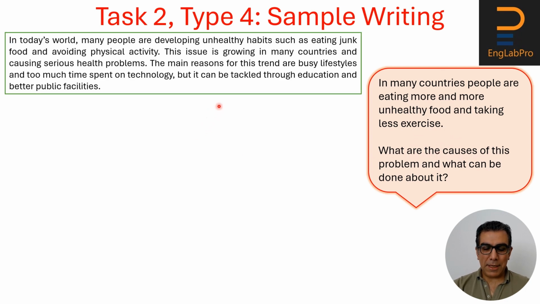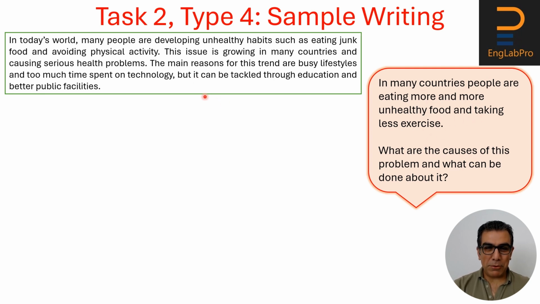In the introduction, as we have already mentioned, we need to paraphrase the question and we need to write the blueprints. Well, let's start. In today's world, many people are developing unhealthy habits, such as eating junk food and avoiding physical activity. Avoiding physical activity is a paraphrase of taking less exercise. This issue is growing in many countries and causing serious health problems. Up to here was the paraphrase of the premise of the question.